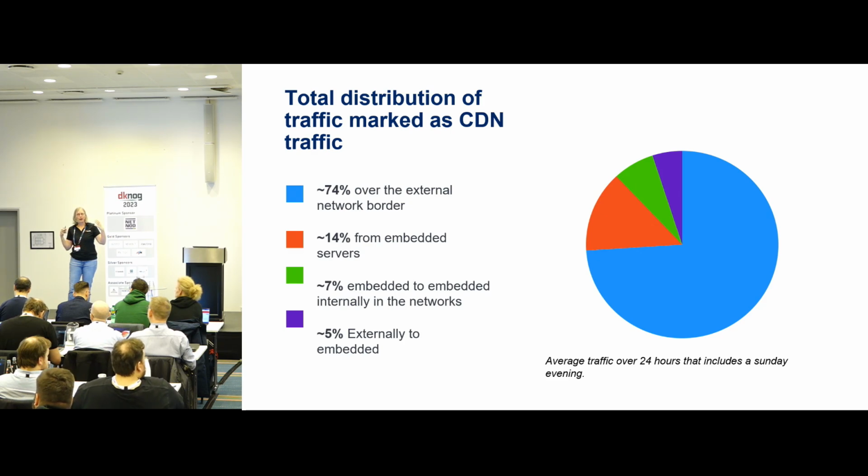If we then take a look at the traffic in our sample that is marked as CDN traffic, here's a split of how that traffic is coming into the customer's network. 4% was coming over the network border. 14% was coming from embedded servers. And mind that this sample is all of the customers, both those who have embedded servers and those who don't. It's just a general look at traffic marked as coming from a CDN in our data set. 7% is from embedded to embedded server internally, and then 5% externally and into the embedded servers.